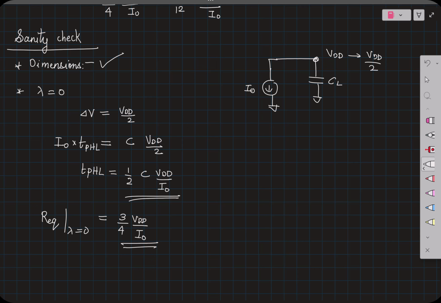It's a trick question. Am I comparing the right parameters? The C is the same, right? You are taking the same CL, right? I need to compare TPHL when calculated with this R equivalent, right? That TPHL is going to be equal to 0.69 into R equivalent into CL, where my R equivalent is now 3 by 4 VDD by I naught into CL. So quickly calculate this value and tell me what you get.